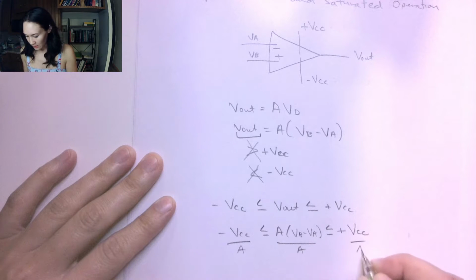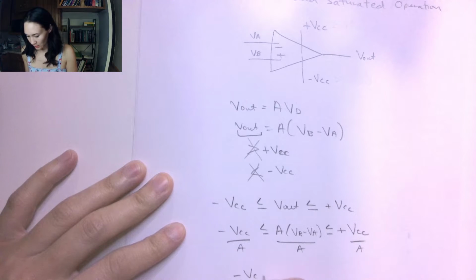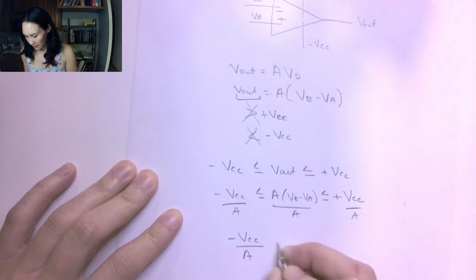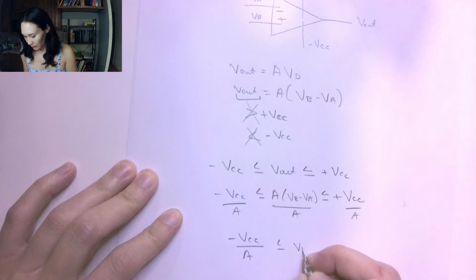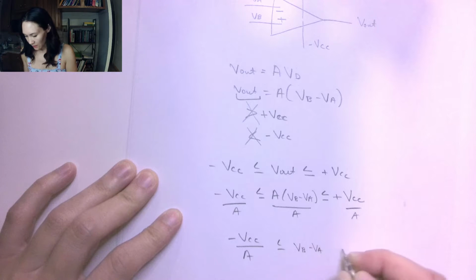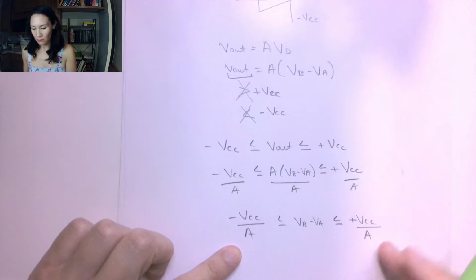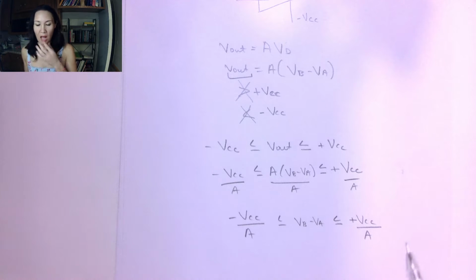So I need this to be true. So negative VCC divided by the gain has to be less than or equal to VB minus VA, and that needs to be less than or equal to positive VCC divided by the gain. Okay, so what we have here is some bounds for the difference between our input voltages.